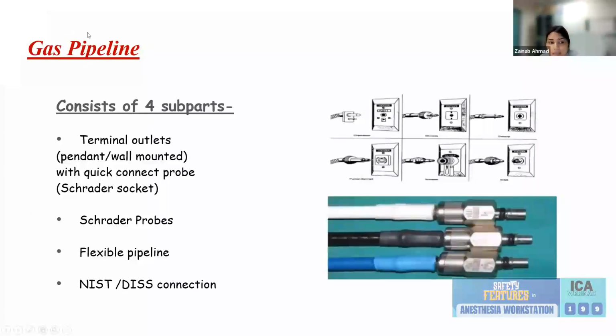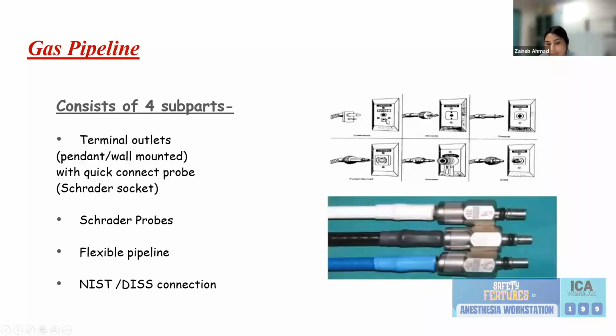Well, coming to gas pipeline, what is gas pipeline? It is very complicated. It has a wall mount and a machine end. The part at the wall is called the Schrader socket, it can be a Schrader socket or in the form of pendants. Then all the pipelines are color coded for safety features. And also they are flexible so that there's no kinking and interruption of the gas supply.